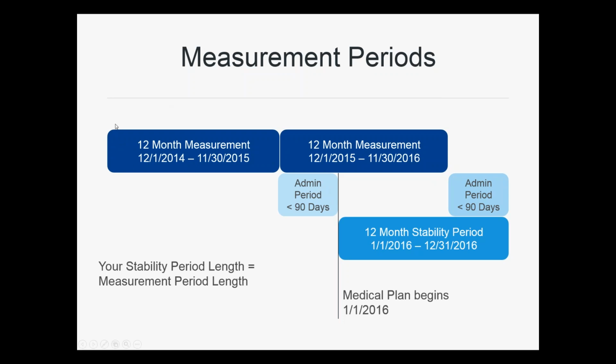So the IRS is saying, okay, well, wait a second. That means that they're not going to get benefits for this 11-month period. And then we're going to start counting again. So if they started working on 1/1/2015, they're not going to get benefits until 1/1/2017. That's a problem. So the IRS introduced the concept of an initial measurement period.